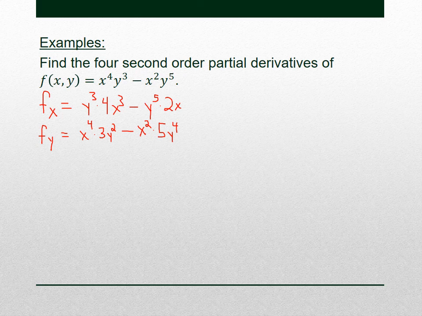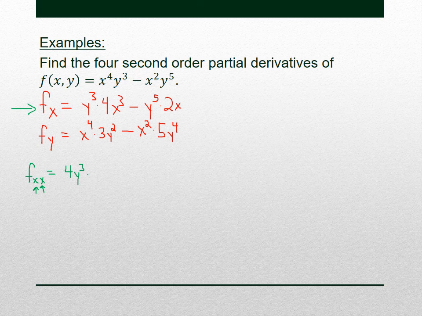Let's find our partial with respect to y. This time we treat x's as constants. So x to the 4 just hangs out. The derivative of y cubed becomes 3y squared, sorry. Again, x squared is a constant because we're taking the partial with respect to y, so that hangs out. And then y to the 5th becomes 5y to the 4th. So those are our first order partial derivatives, and we now need to find the second order partial derivatives, all 4 of them.